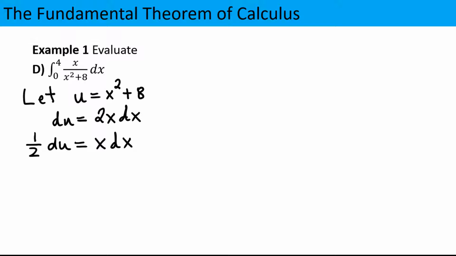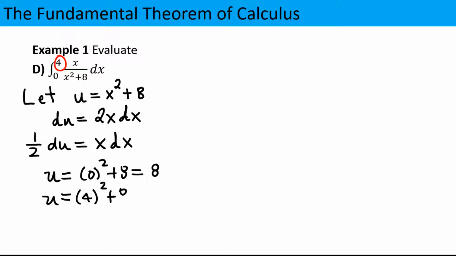Now we do have endpoints. Let's go ahead and replace all of them. So where we had 0, we'll get a new endpoint. u is equal to 0 squared plus 8, or 8. And for the other one, again, u is equal to x squared plus 8, so we'll replace it with 4. 4 squared plus 8, that's 16 plus 8, or 24.